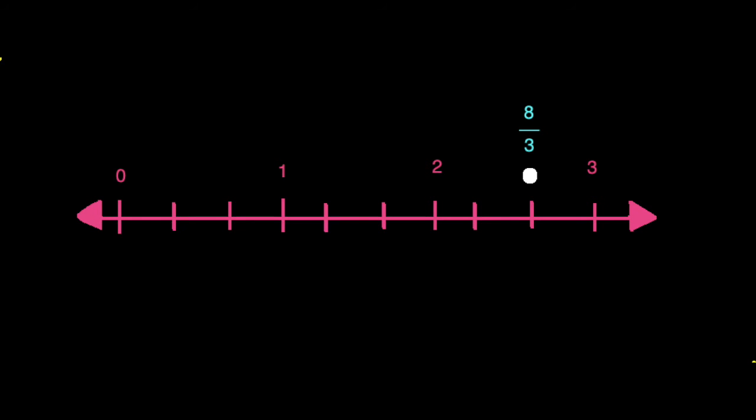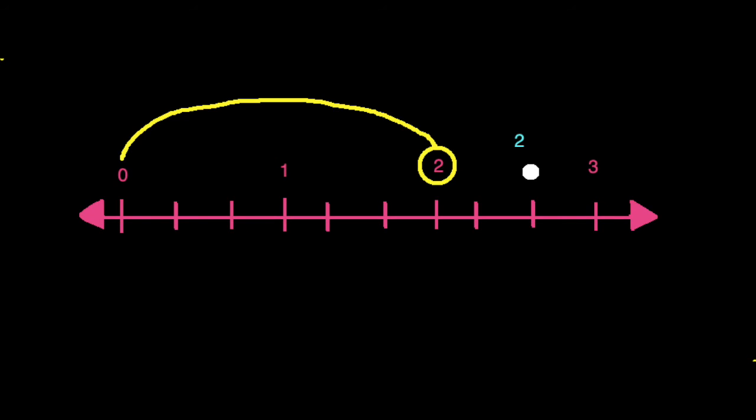So what we do for this is we jump all the way to the 2. So we say that there are 2 wholes, and that there's another 2/3 of a fraction. That gives you the number 2 and 2/3 as your other fraction.